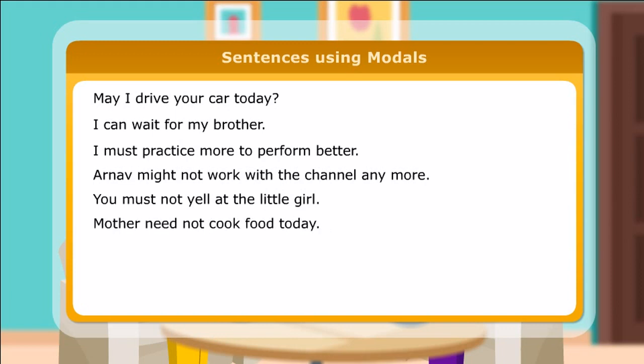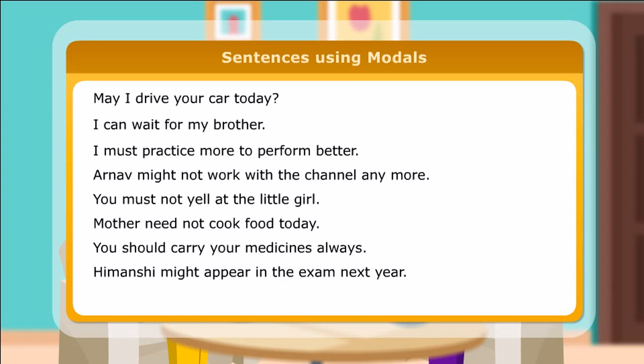Mother need not cook food today. You should carry your medicines always. Himanshi might appear in the exam next year. I may get involved in some social work.